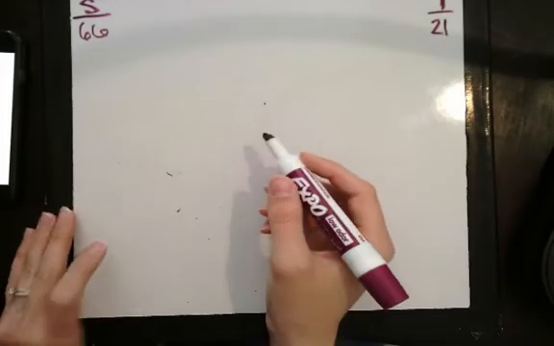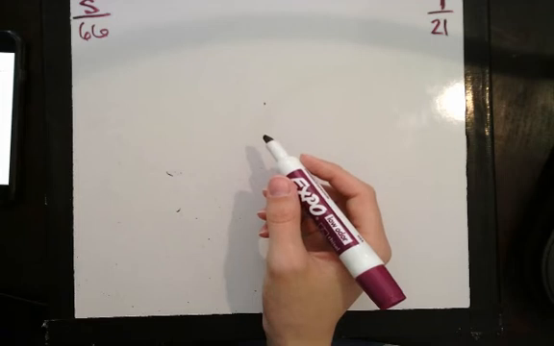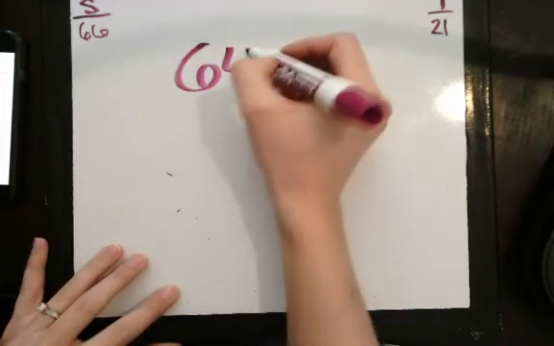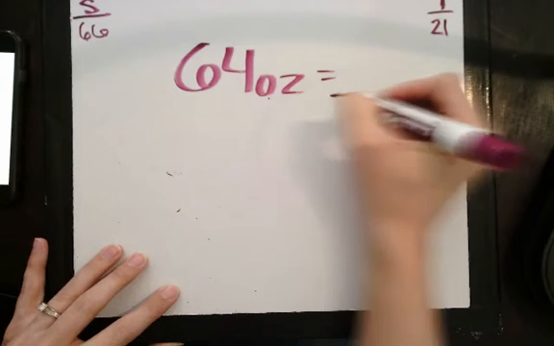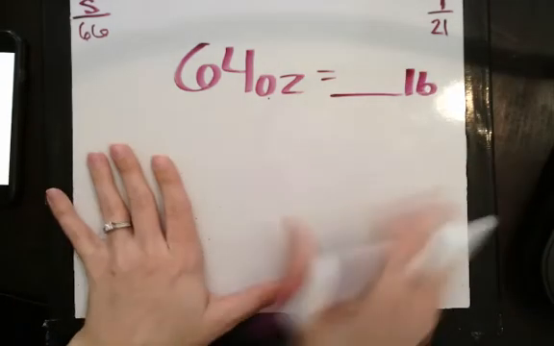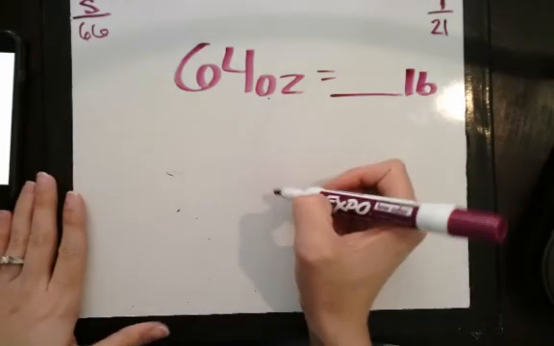Okay, here we're going to do customary units of weight. So we're talking pounds, ounces, tons. We're going to take 64 ounces and figure out how many pounds that is. Pause your video, go solve it for yourself, unpause when you're ready.